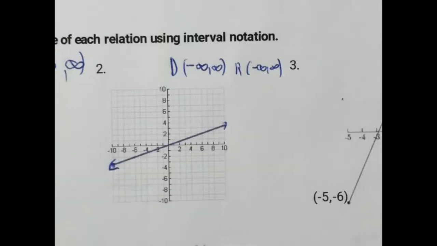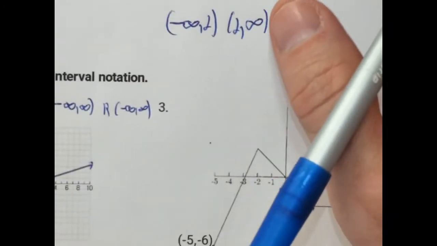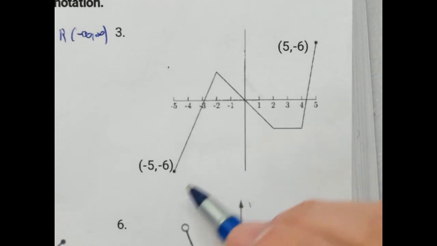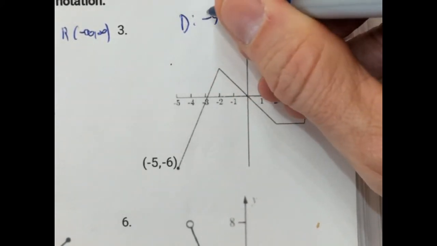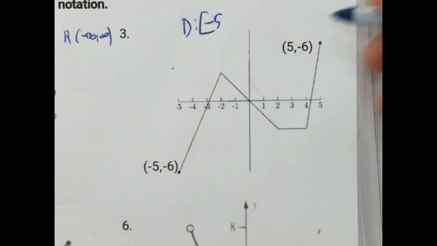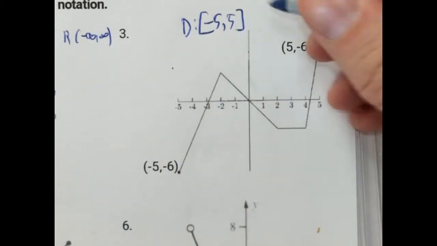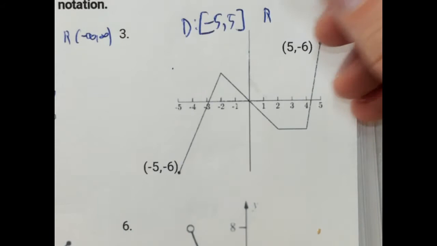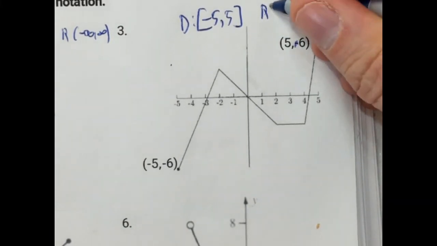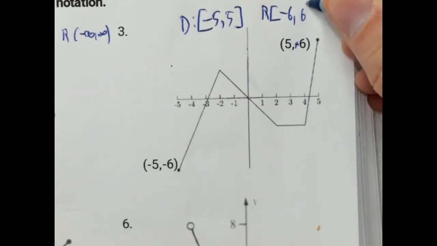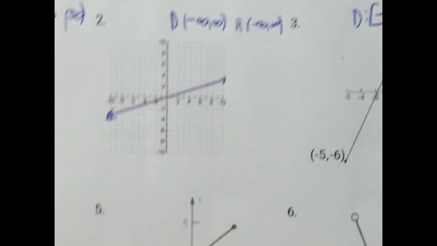Okay. Number 3. Oops, let me see if I can do this. Yep. So it's all the way to the left is negative 5, so domain is going to be negative 5 bracket because it is inclusive all the way to positive 5 bracket. The range is going to be negative 6 to positive. They screwed that up. That should be a positive 6. So negative 6 to positive 6. There we go.